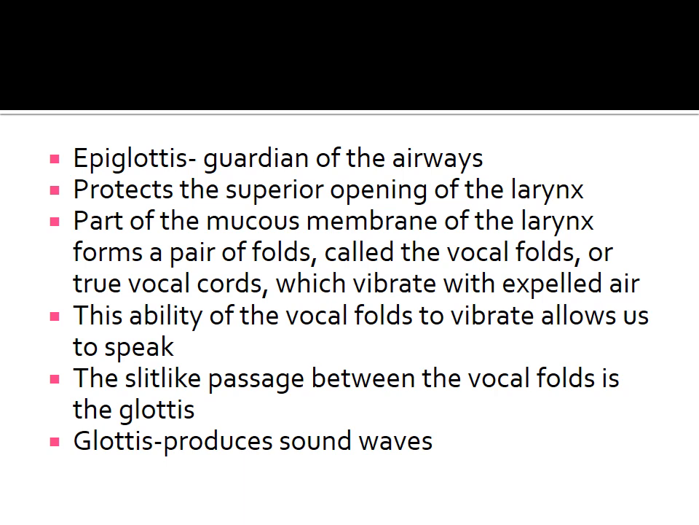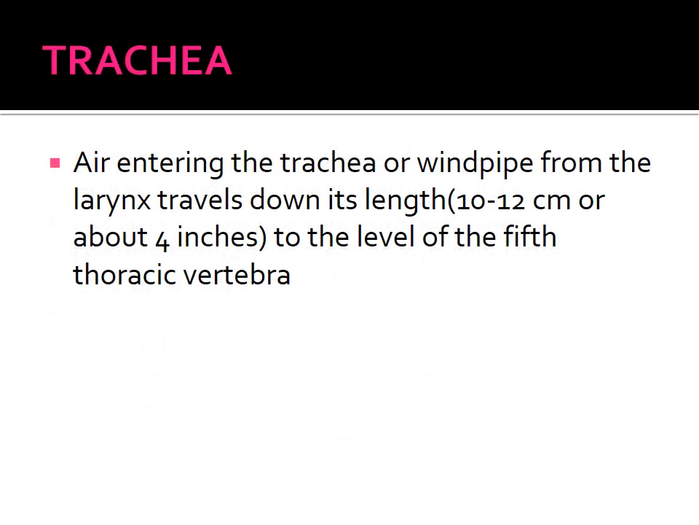It protects the superior opening of the larynx, and part of the mucous membrane of the larynx forms a pair of folds called the vocal folds or true vocal cords, which vibrate with expelled air. This ability of the vocal folds to vibrate allows us to speak. The slit-like passage between the vocal folds is the glottis. This glottis produces sound waves.